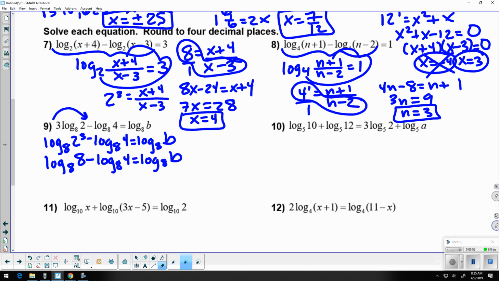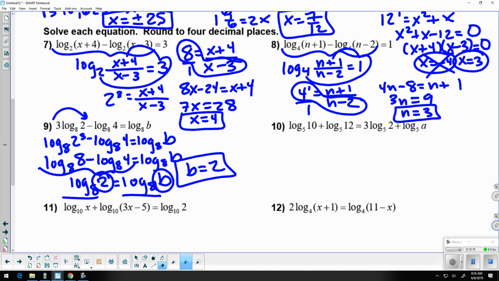Next, combine these two logs into 1 by division. So that's log base 8 of 8 divided by 4, which just makes that 2, equals log base 8 of b. Okay, so I'm done with all the properties. Now it's all about, well, how do I solve this log equation? Since you have the same log on both sides, just simply set these equal. And you already have your answer, b equals 2.